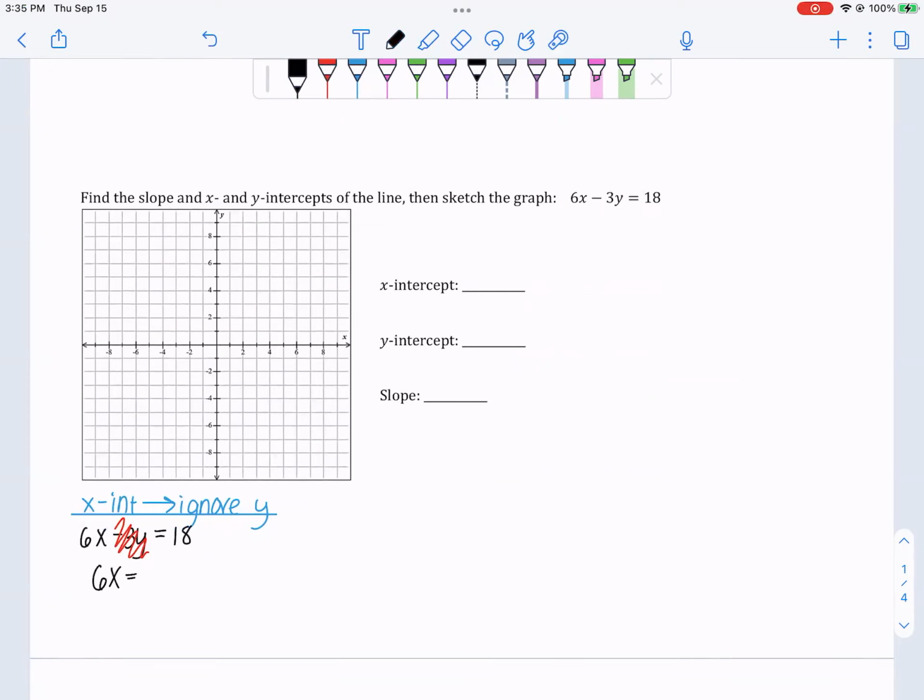So 6x is equal to 18. Divide by 6 on both sides. We get x equal to 3. So our x-intercept is 3.